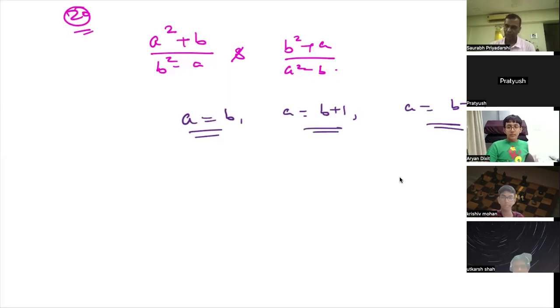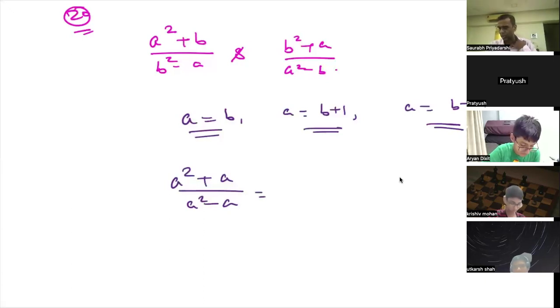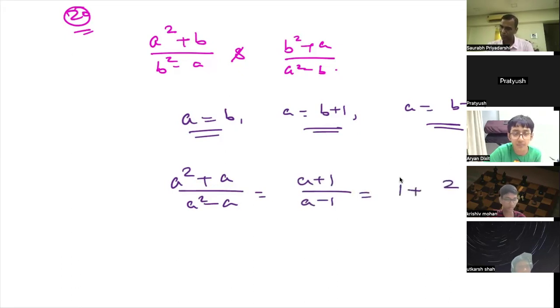Yes. So case first when a is equal to b, so a is equal to b is one of the cases. When we put this, I'm getting a square plus a upon a square minus a, right? A cancels out, right? So this will be a plus 1 upon a minus 1, right? Or this will be a minus 1 divides 2. A minus 1 divides 2, right?